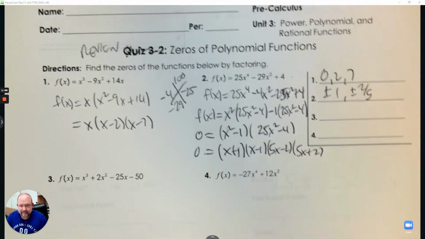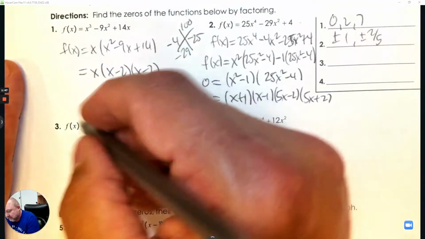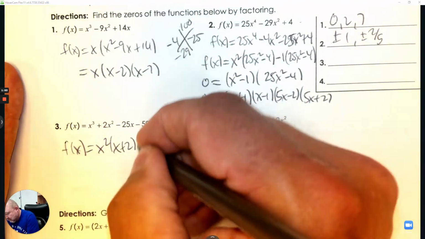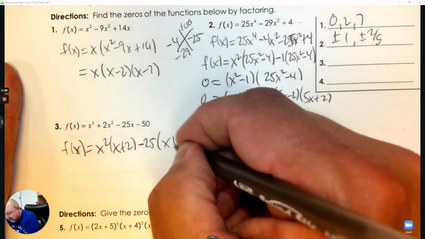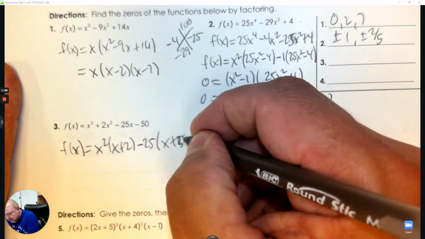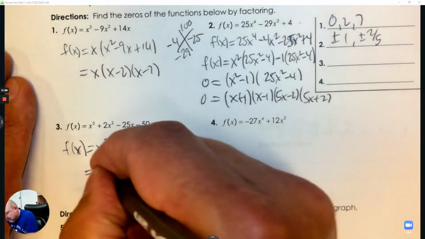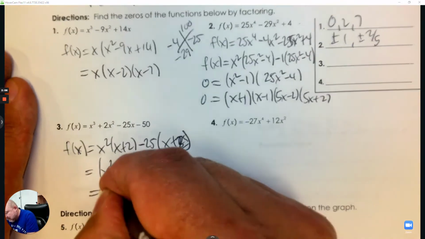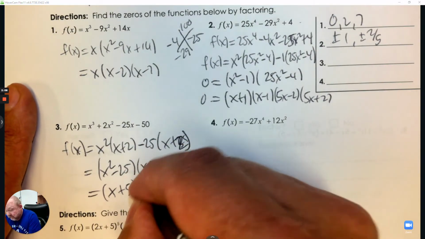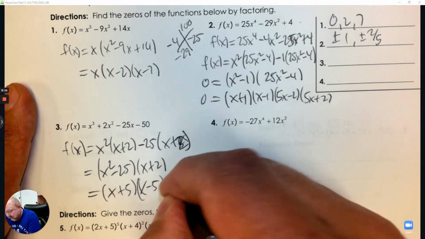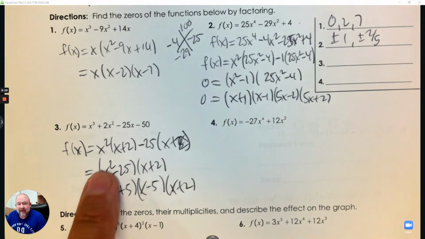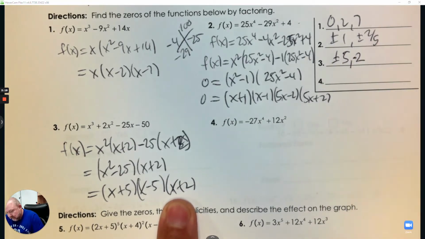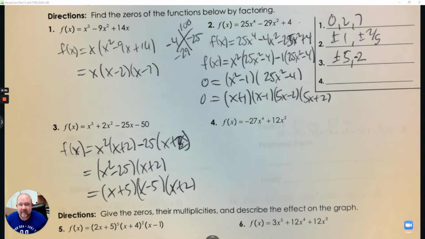Those are the zeros. Number 3, we're going to look at the first two terms and factor it. So that's x squared. We're going to look at the last two terms. That's -25. Oh, that's a 2. So we have x squared minus 25 and x plus 2. x squared subtract 25 is a difference of squares. So now that it's fully factored, the answers can go here. So the zeros are plus and minus 5 and -2.